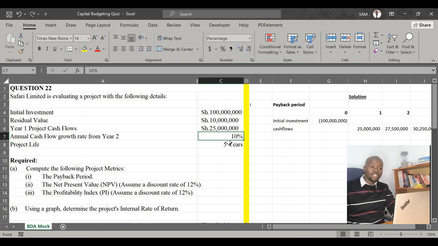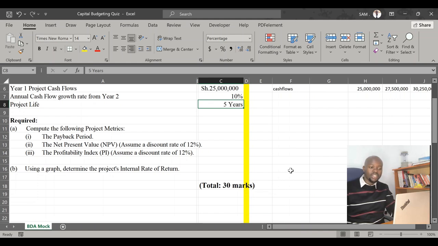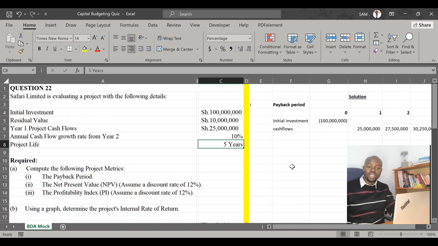Then the project life is obviously 5 years, and you can see we've gone to 5 years. Now, how do we get our net cash flows? Up to this point, we've not been given a tax rate. So without the tax rate, we do not have to compute anything to do with depreciation, or deduct any tax implications on that.